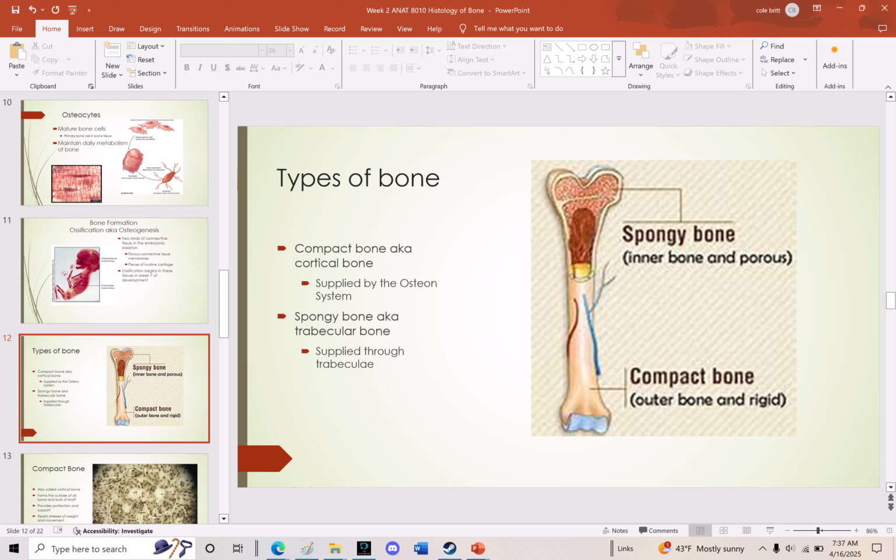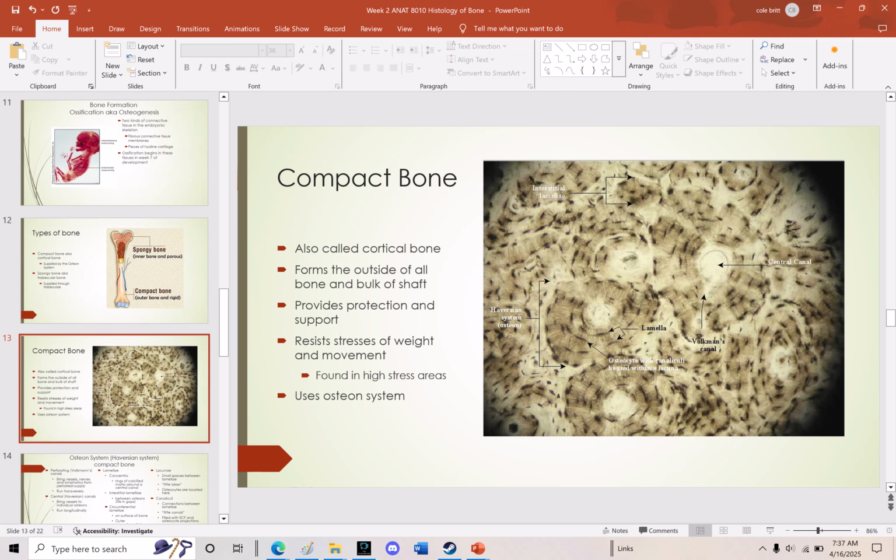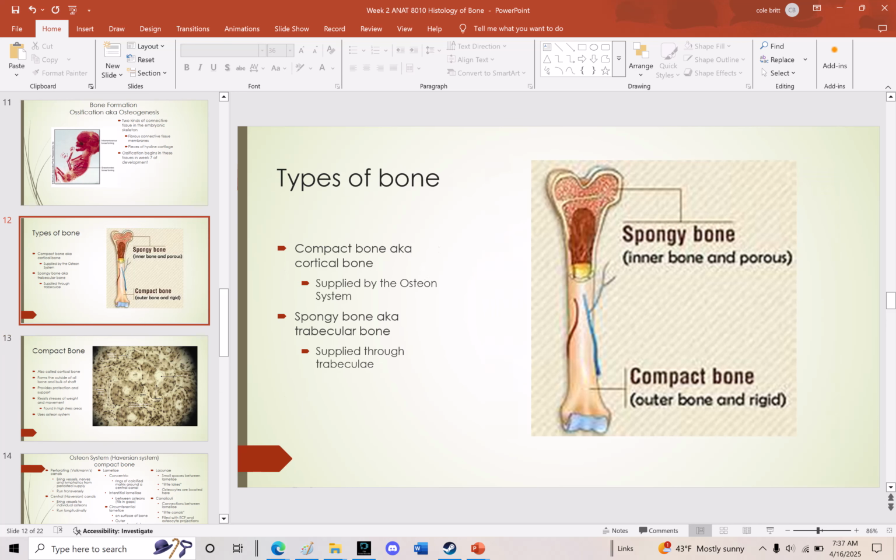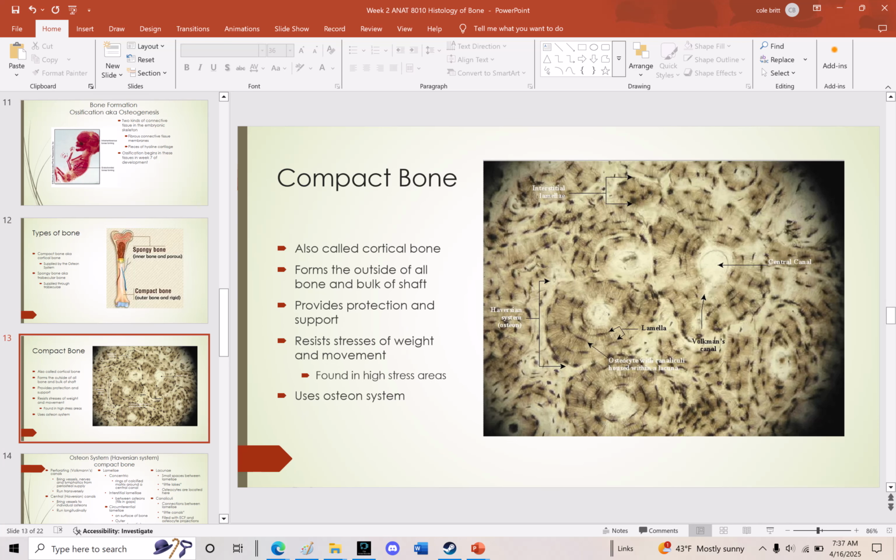Now, when we look at the compact bone, this is just a histological slice, a small cell slice. We can see these little circles. Do they remind you of anything? A tree, right? It kind of looks a little bit like a tree, only there are multiple circles, like there are multiple trees in there. So again, each one of these circles that you see together collectively is an osteon. An osteon is made of a number of things.